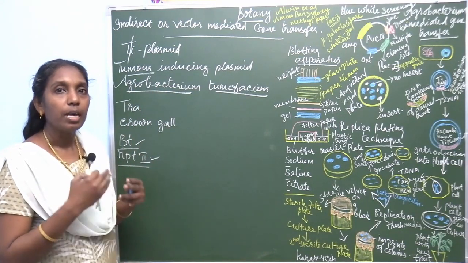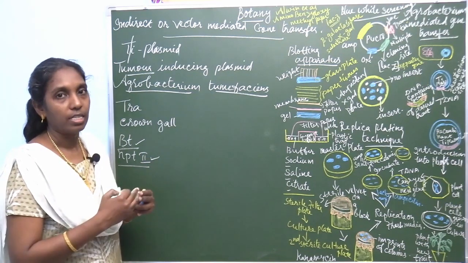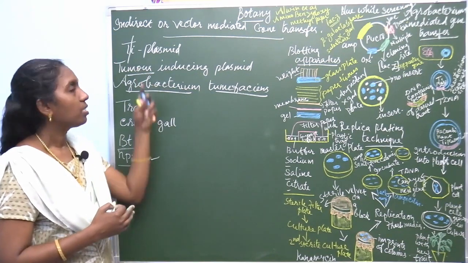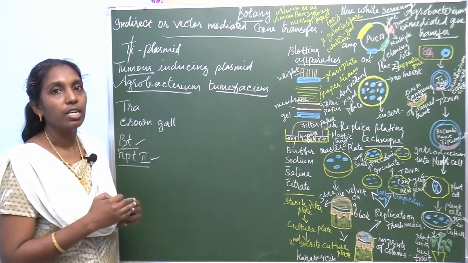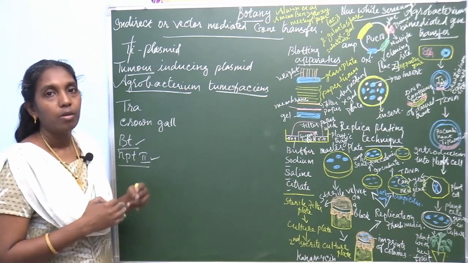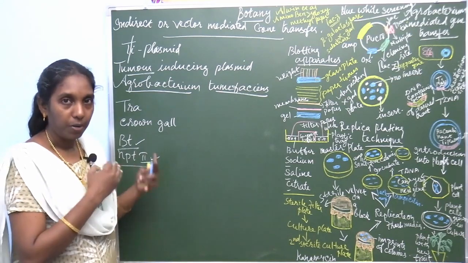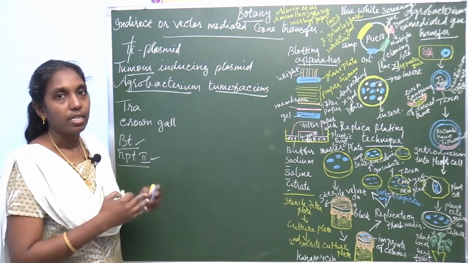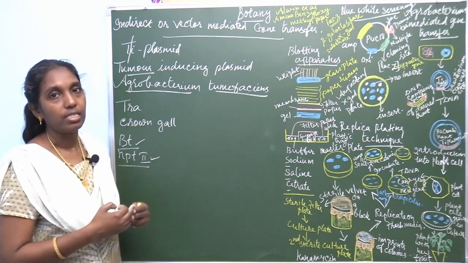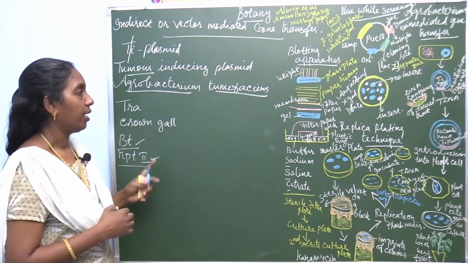Because of its ability to naturally infect the plant cell, this Ti plasmid is called natural genetic engineering, because it infects the plants through the wounded region and enters inside. So it is naturally infective genetic engineering.